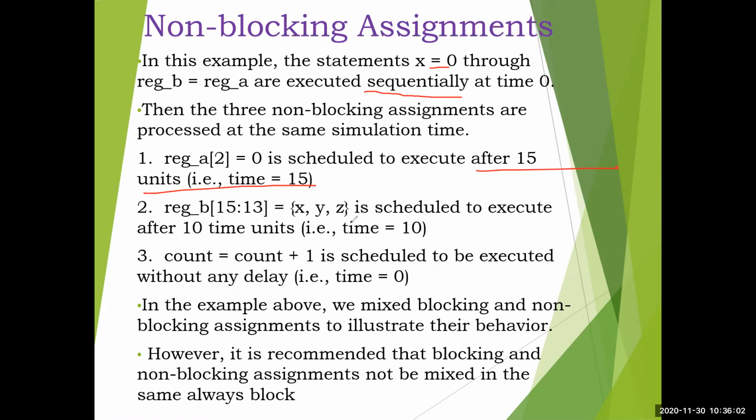Then register b equal to xyz is scheduled to execute at 10 time units. It will not take 15 plus 10, only 0 plus 10. That is the difference. Then count equal to count plus 1 is scheduled to be executed without any delay, that is at time 0 only, because of the less than or equal to. So this is the change here. In the example above we mixed blocking and non-blocking assignments to illustrate their behavior.